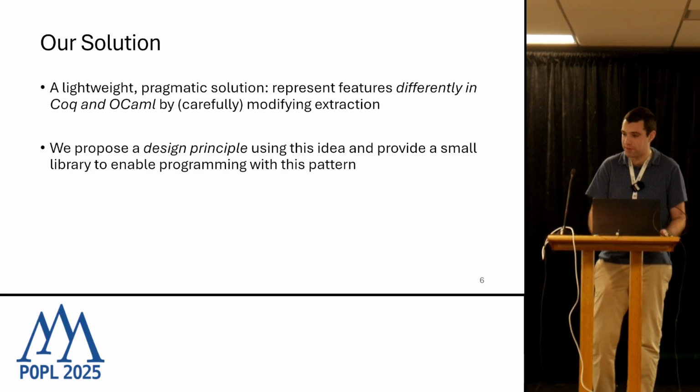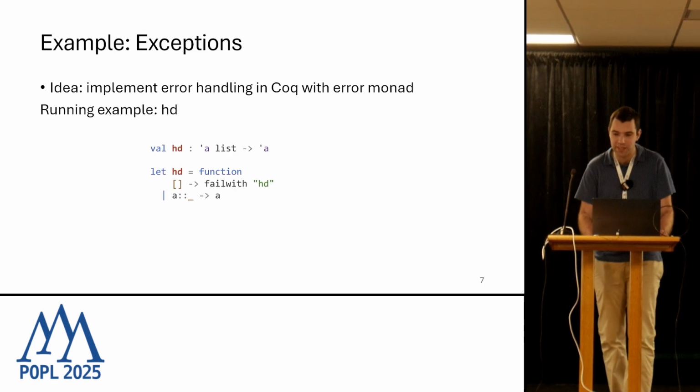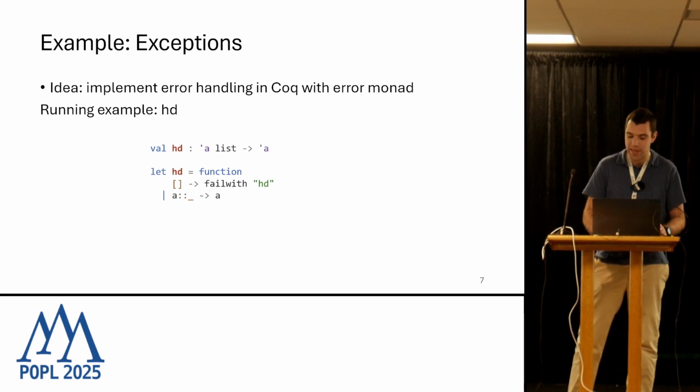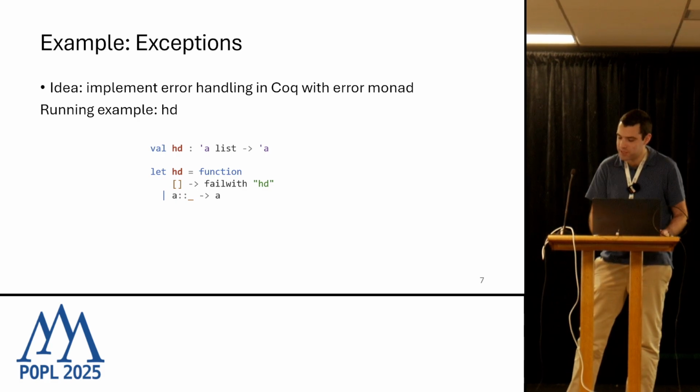There's a repository with some examples and a little library to enable programming with some common OCaml features. So let's look at an example of how this works. Let's look at the List.hd function from the OCaml standard library. This is a function that, if you give it a non-empty list, will give you the first element. If the list is empty, it will throw an exception.